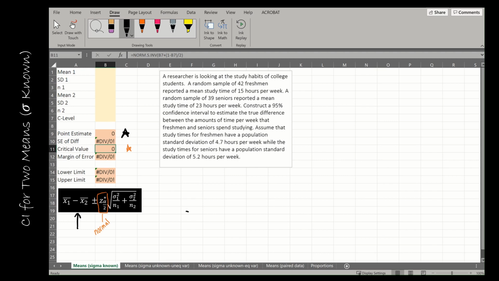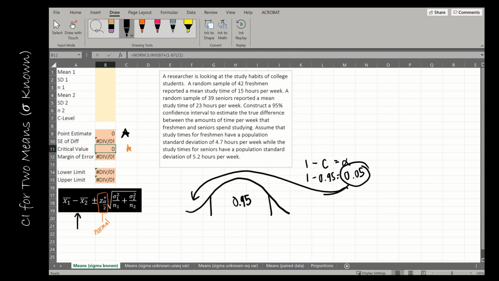Now, it's also important to know what value do I need for the norm S inverse. So if I think about that normal model, and this question asks for a 95% confidence interval, that tells me that 95% of the data is in the middle. So if I take 1 minus C, I'm going to get alpha. So 1 minus 0.95 gives me an alpha of 0.05. And what I know is that this is separated into each tail. So there's half of 0.05 or 0.025 here, and half of 0.05 or 0.025 here.